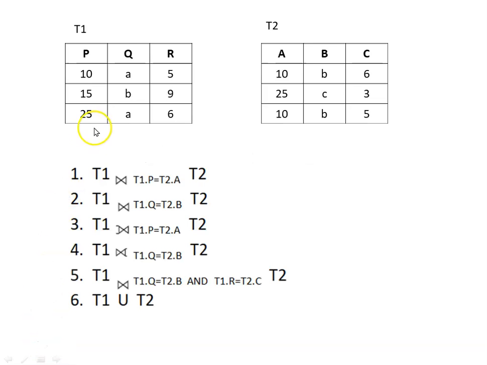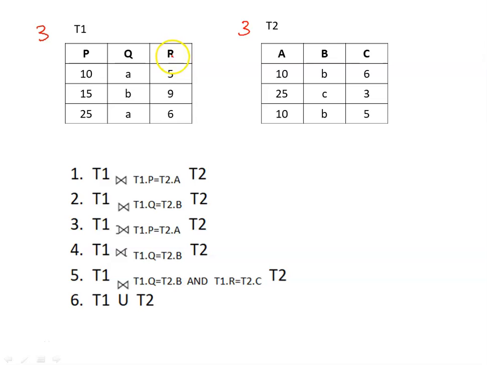Here we have two relations, T1 and T2. The arity of T1 is 3 and the arity of T2 is also 3. The attributes of T1 are P, Q and R. The attributes of T2 are A, B and C. The domain of P is integer and the domain of A is integer. The domain of Q is character. The domain of B in T2 is character.